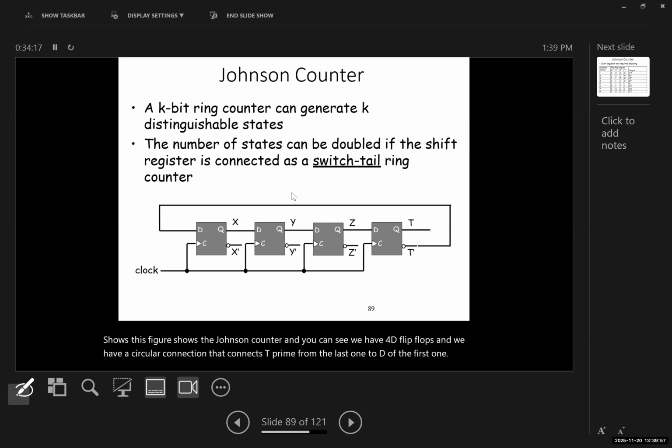Is this a synchronous counter or is it a ripple counter? Synchronous. So if in the exam I ask what type of counter a Johnson counter is, is it a synchronous or a ripple counter? It's going to be a synchronous counter.